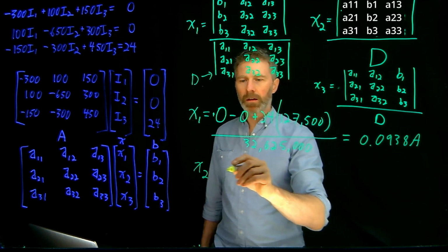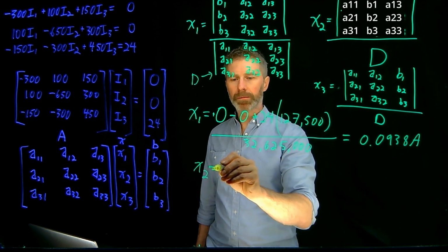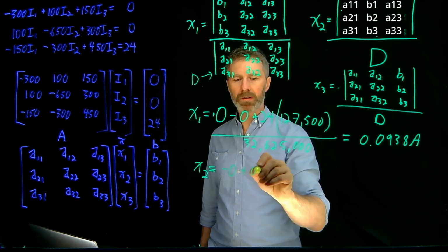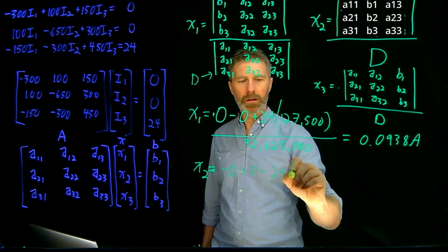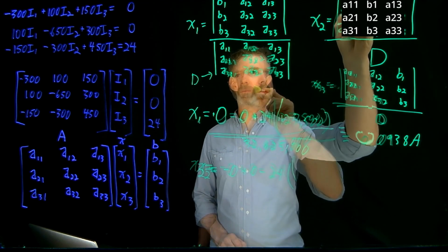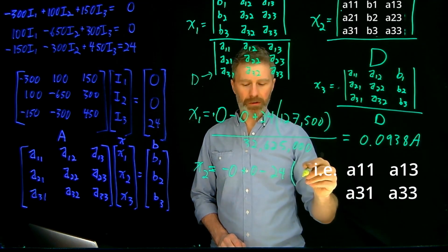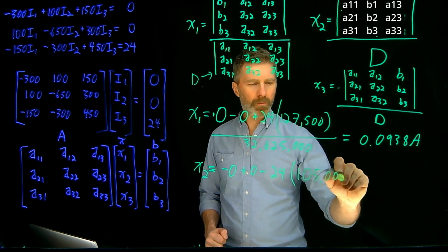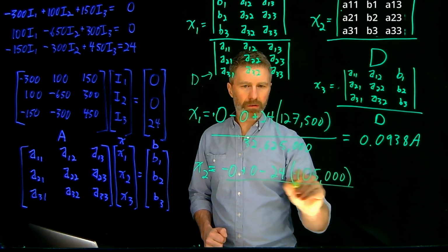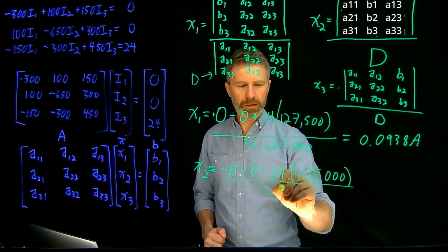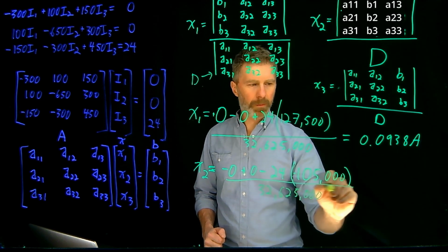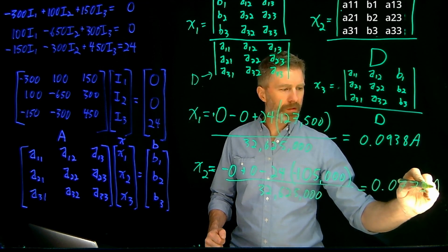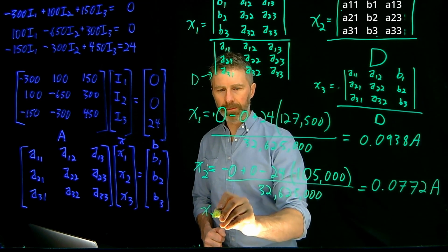X2, well, this one is going to be negative 0 plus 0 minus 24 times the determinant of these 2 values with these 2 values in a matrix. And that works out to negative 105,000. And of course that's also divided by D, the 32,625,000. And that equals 0.0772 amps.